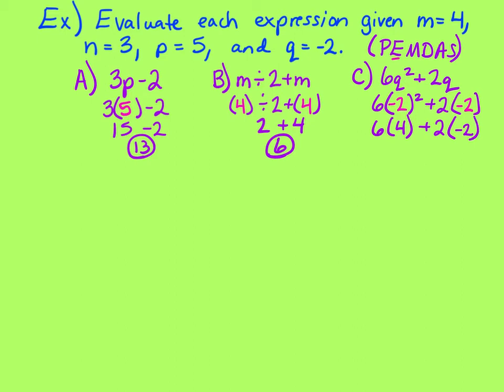Now we have multiplying and adding left. So we have multiplying and we have adding. Multiplying comes first from left to right. So 6 times 4 is 24. 2 times -2 is -4. And then 24 minus 4 is 20.